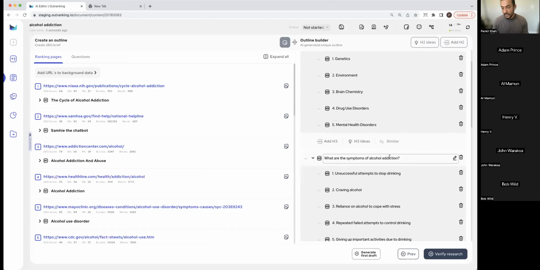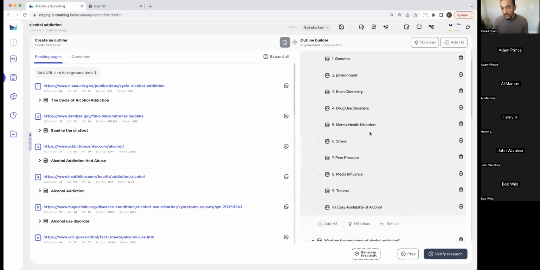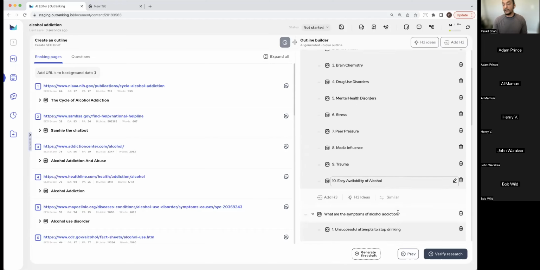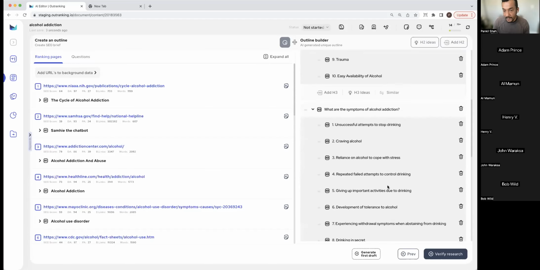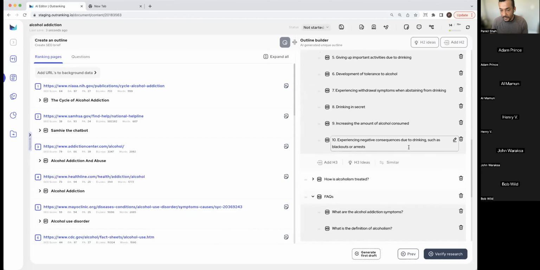I don't know. If you're a subject matter expert, you can start adding to this, or you can generate similar ideas. I'll generate similar ideas. There's no guarantee that I'll get something good out of it if this is all there: stress, peer pressure, media influence, trauma, easy availability of alcohol. All right, I'll go with this. The second is, what are the symptoms of alcohol addiction? Again, I am not an expert, but I know most of this tends to be true or close enough to what it would be.